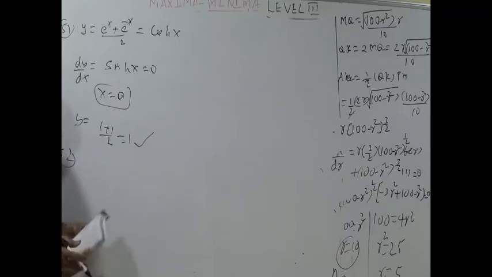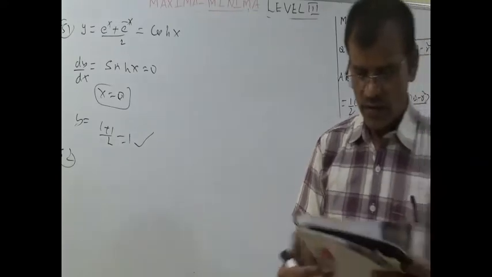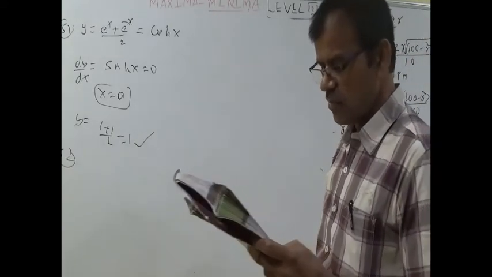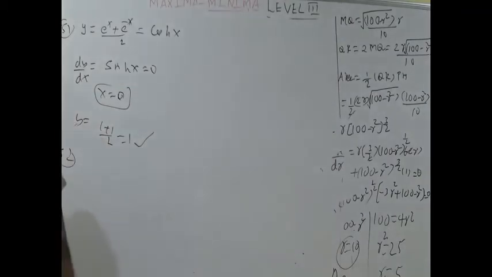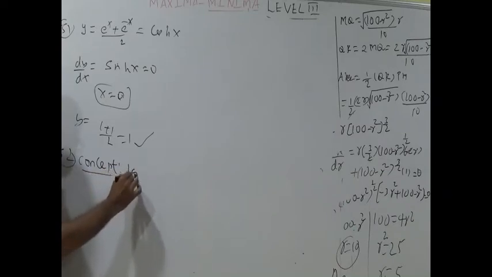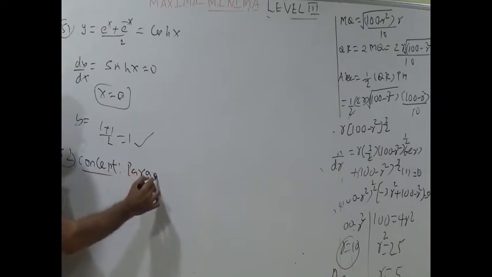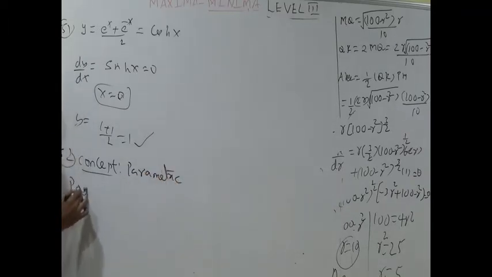52. Let us discuss about 52. Find the points on the circle, the sum of maximum and minimum value of 4x plus 3y. Again for circle, concept I am saying. I am writing here the parametric points of circle.